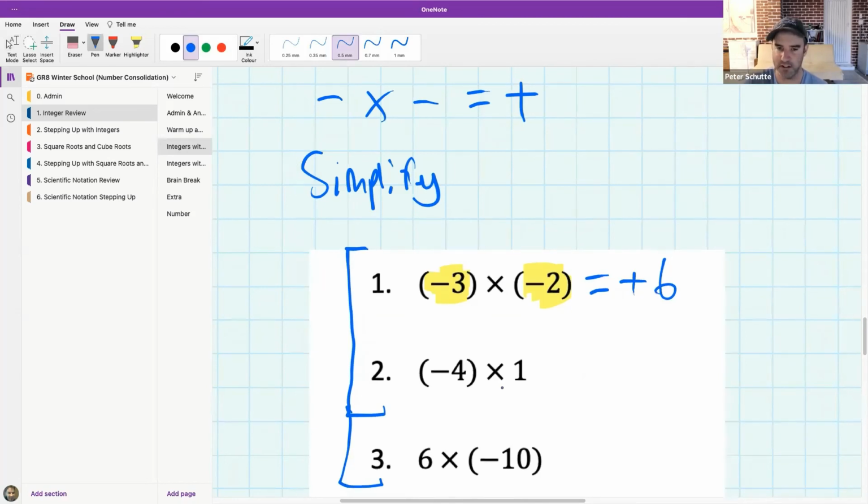Well done, Sivanati. You've realized there's a positive in front of a 1. If they don't say anything, it's automatically positive. So there's a little positive hiding there. So what do we get for 2 and 3?